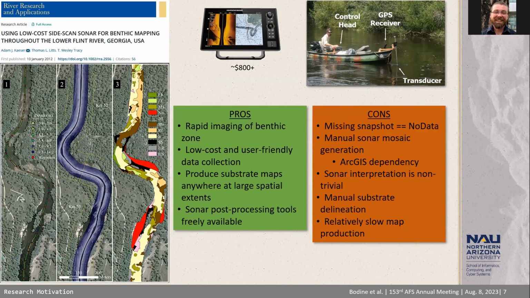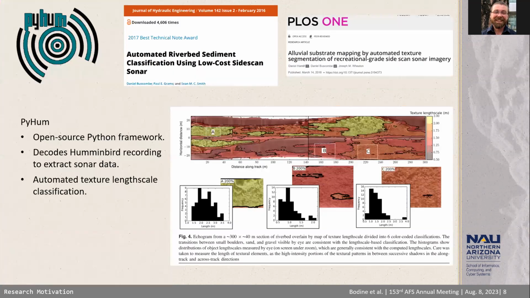Some issues with the approach include the potential for missing data. Mosaic creation is a manual process requiring ArcGIS. Sonar interpretation is non-trivial and requires manual delineation, resulting in slow map production.